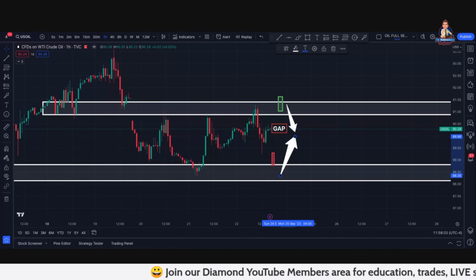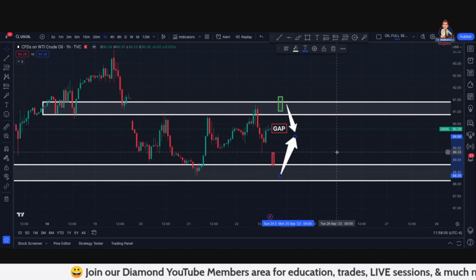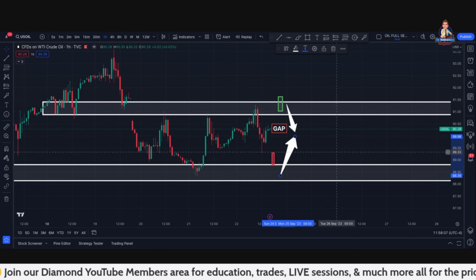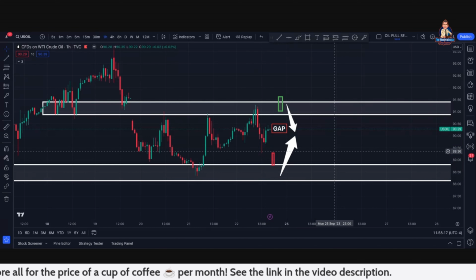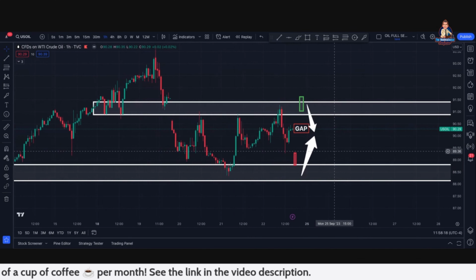And of course, you always want to make sure that you use a lower lot size for gaps, because gaps can stay open for hours or days, but in most cases, they usually close within 24 hours, if not right away. Okay, so those are our gap scenarios moving forward.